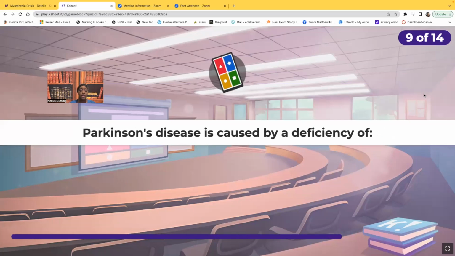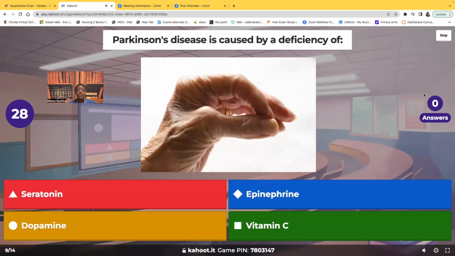Let's talk about Parkinson's disease. So Parkinson's disease, this is a disease that's caused by a deficiency of what? Would it be serotonin? Would it be epinephrine? Would it be dopamine? Or would it be vitamin C?